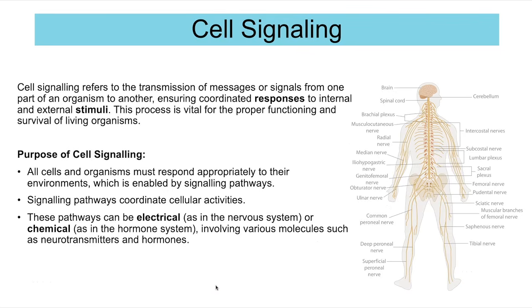Cell signalling refers to the transmission of messages or signals from one part of an organism to another, and it ensures coordinated responses to internal and external stimuli. This process is vital for the proper functioning and survival of organisms, and the cell membrane plays a role in this. The purpose of cell signalling is that all cells and organisms must respond to their environments to be able to survive changes in the environment. Signalling pathways coordinate cellular activities. Those pathways could be electrical, for example in the nervous system, or chemical, for example in the hormone system, and they involve various molecules such as neurotransmitters and hormones.